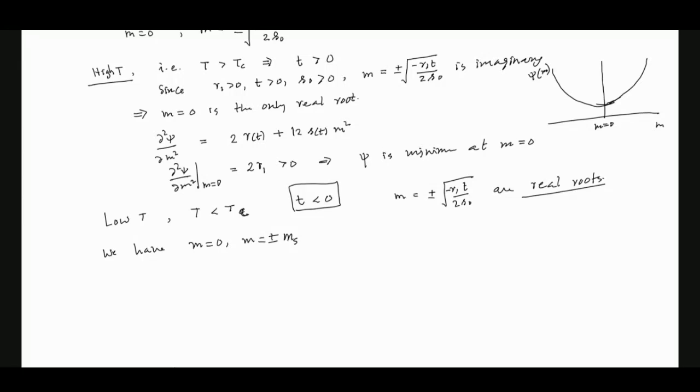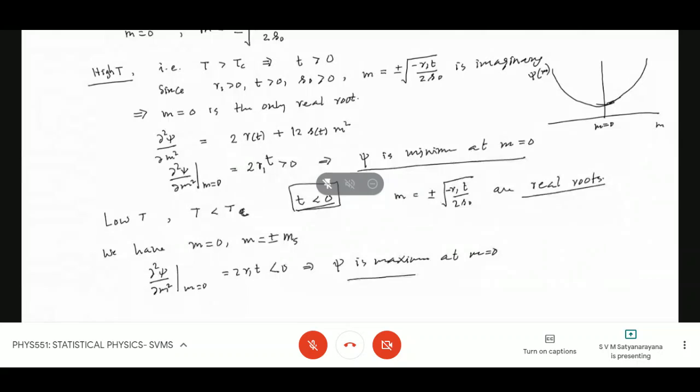Now what happens when you look at dou square psi by dou m square at m is equal to 0, that's equal to 2r1 into t, but since t is less than 0, this is less than 0. This means psi is maximum at m is equal to 0. What was the minimum in the previous case has now become maximum at m is equal to 0.